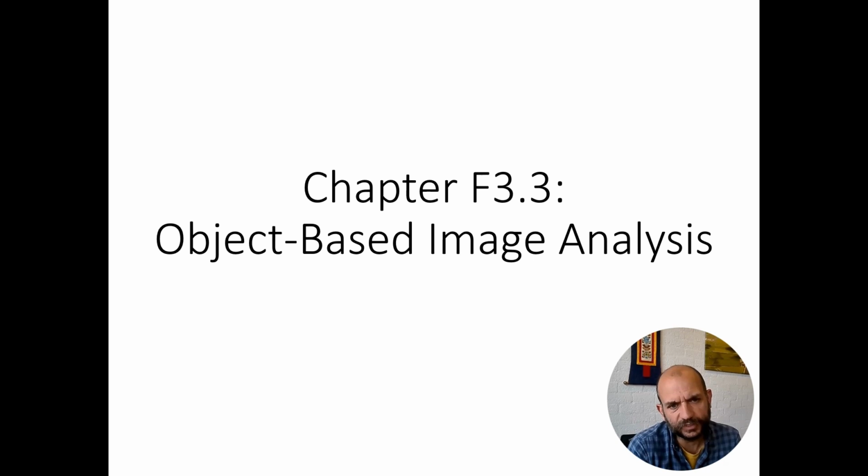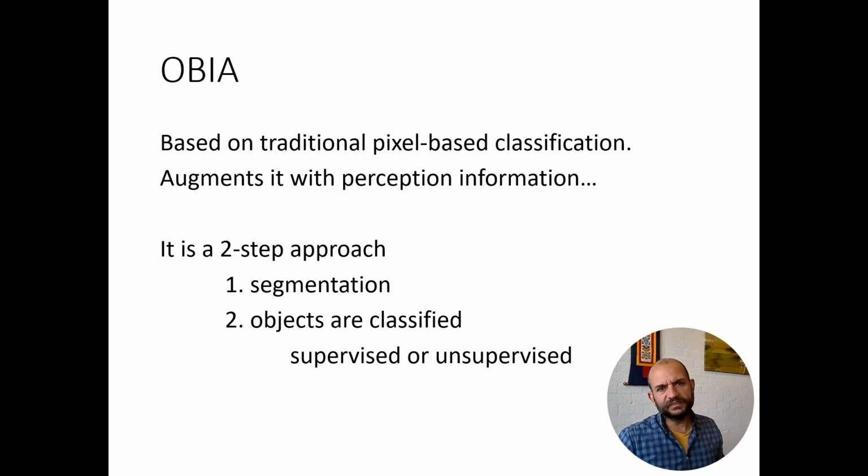So this is a lecture about this week's chapter, object-based image analysis. Object-based image analysis is actually based on traditional pixel-based classification. So you actually classify the pixels, but then you allocate the pixels into kind of objects. So it augments the pixel-based analysis with additional information, like some kind of sort of perception information.